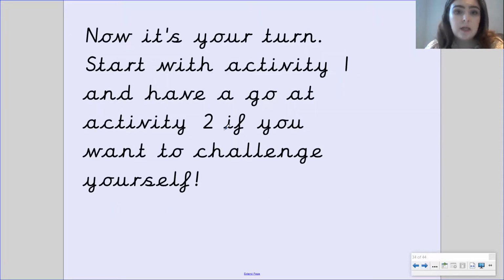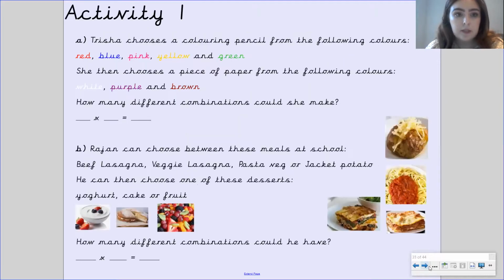Now it's your turn. I want you to start with activity 1 and have a go at activity 2 if you want to challenge yourself. So, activity number 1. Trisha chooses a colouring pencil from the following colours: red, blue, pink, yellow, and green. She then chooses a piece of paper from the following colours: white, purple, and brown. How many different combinations could she make? So remember, you need to times how many is in this group by how many is in this group to find out the amount of combinations.